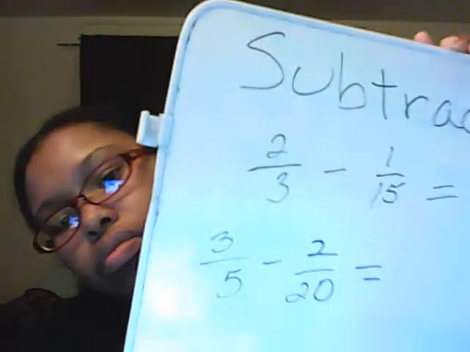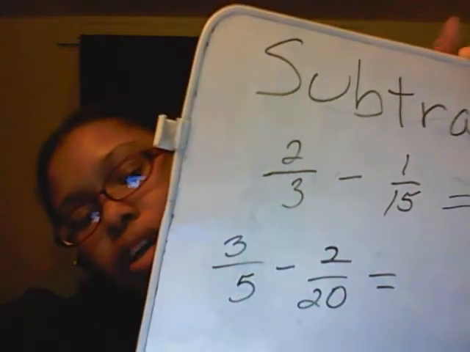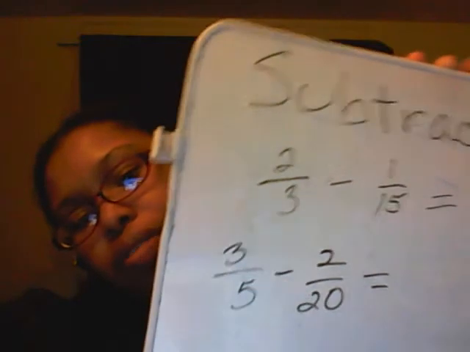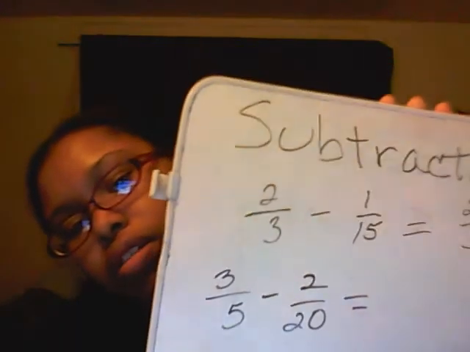Now we're going to do another similar problem to make sure we understand how to do this. And we're going to go with 3/5 minus 2/20. Who can tell me the common denominator between 3/5 and 2/20?